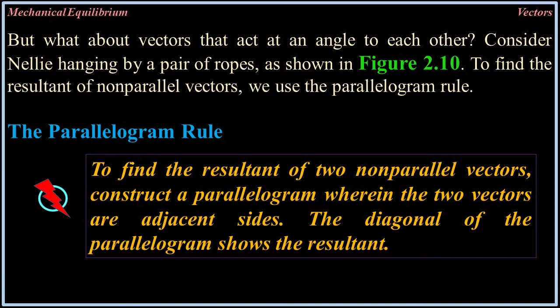But what about vectors that act at an angle to each other? Consider Nellie hanging by a pair of ropes shown in Figure 2.10. To find the resultant of non-parallel vectors, we use the parallelogram rule. The parallelogram rule defines the resultant of two non-parallel vectors. Construct a parallelogram wherein the two vectors are adjacent sides. The diagonal of the parallelogram shows the resultant.